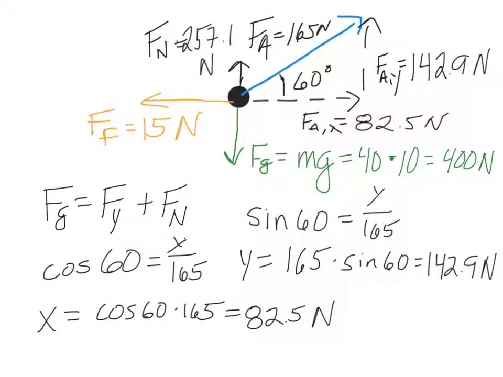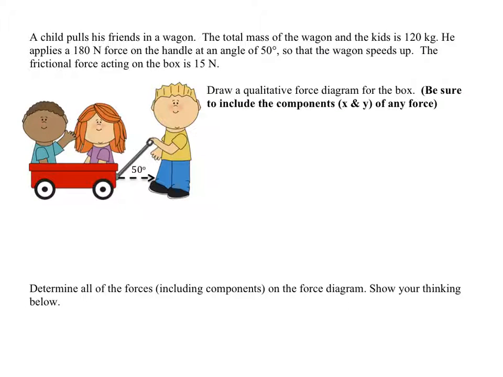Now looking at another problem from today that you got in the pages of problems on paper. We have the children being pulled in a wagon. The total mass of the wagon and the kids is 120 kilograms. A force of 180 newtons is applied on the handle, and the wagon speeds up. The frictional force acting on the block is 15 newtons.